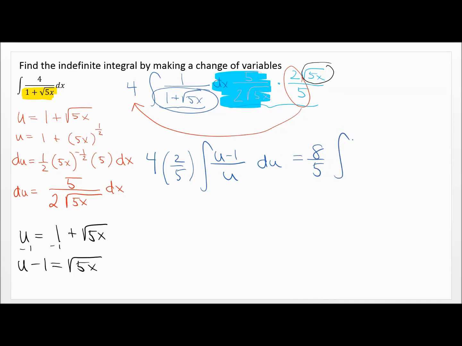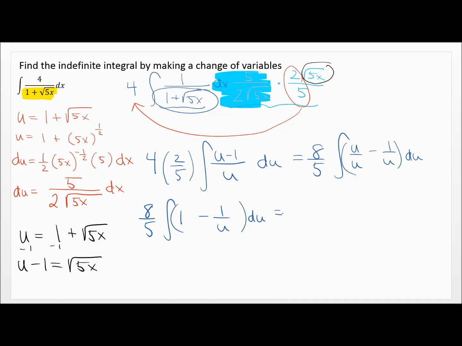Now watch this. U minus 1 over u, I can split up into 2 separate fractions. That's u over u minus 1 over u du. Okay? Let's keep going. That gives me 8/5 the integral, u over u, we know is 1, minus 1 over u du.